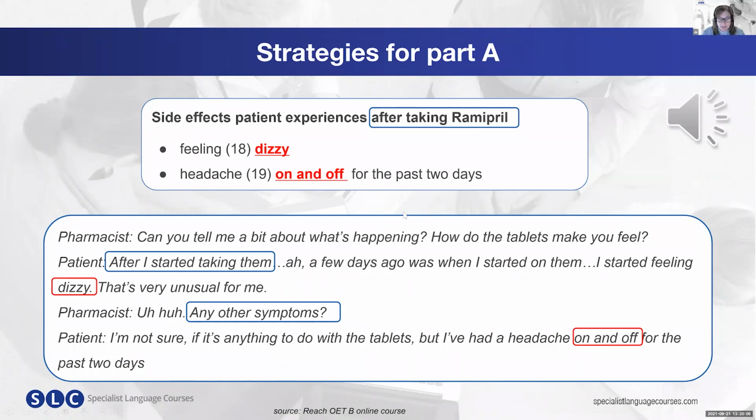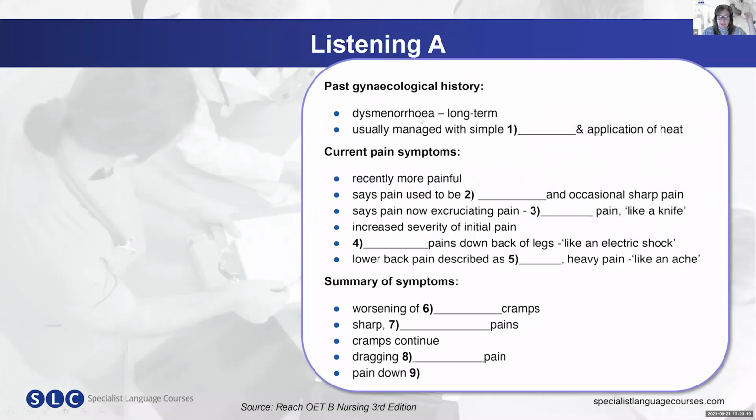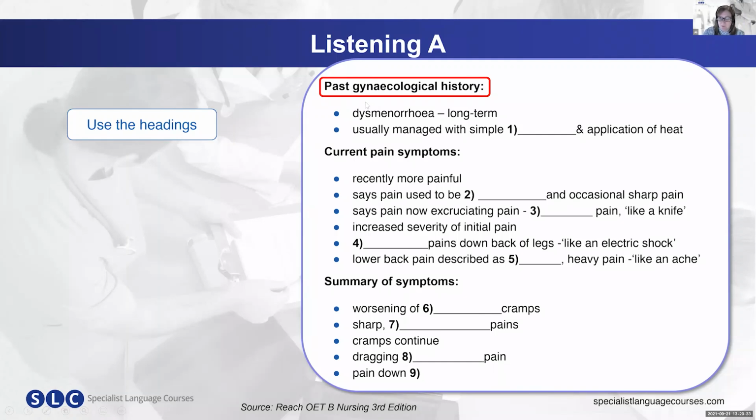Right. So the last thing is, how do you keep your place in listening Part A? It's quite tricky, but there are a few things that can help you keep your place. So here is an extract from another Listening A. The things to pay attention to are the headings. Here we know the order of the consultation due to the headings. We've got past gynecological history, current pain symptoms, summary of symptoms. So we know that it's going to come up in this order and we're prepared, and that helps us keep our place.